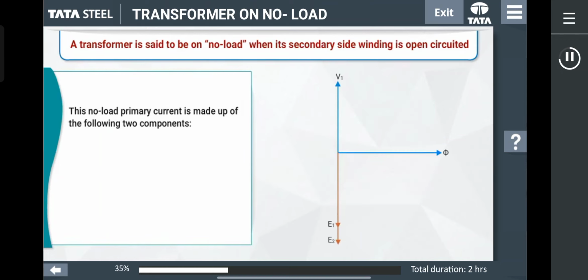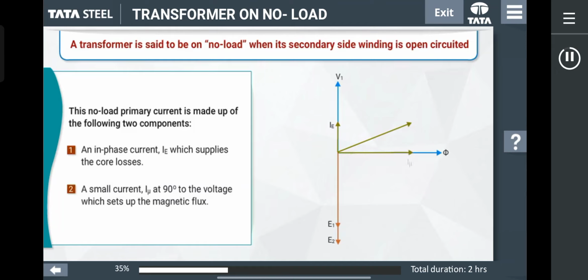This no-load primary current is made up of the following two components. An in-phase current, IE, which supplies the core losses. A small current, I mu, at 90 degrees to the voltage which sets up the magnetic flux.